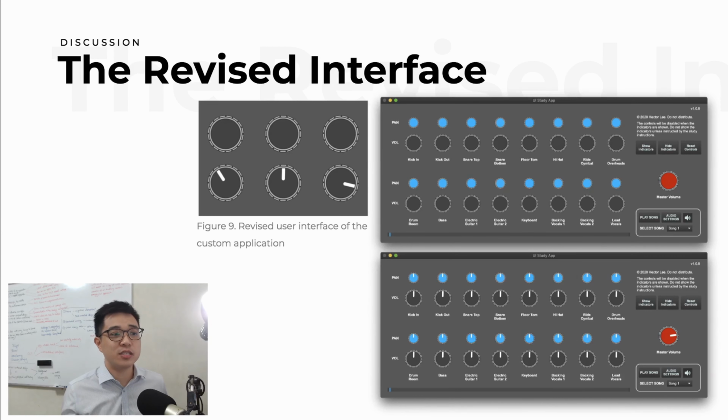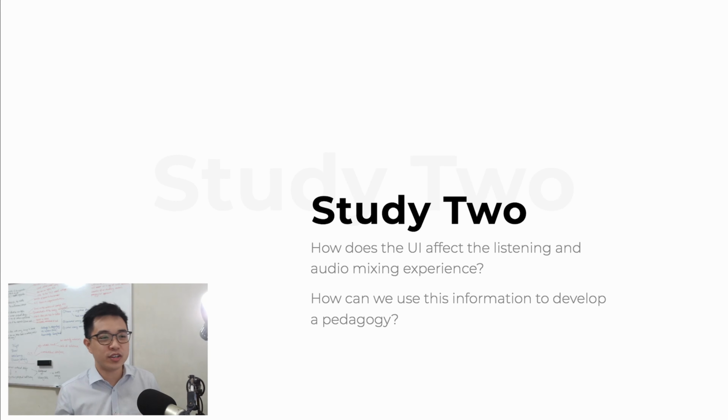Some of the participants were wondering, is it broken? Are you trying to bluff me that it's actually not working? So that rotary control does appear there now. Study number 2 focuses on two points. How does the UI affect the listening and the audio mixing experience? I know the effects, now I understand how it affects. And the second thing I was trying to find is how we can use this information to develop a pedagogy around it.